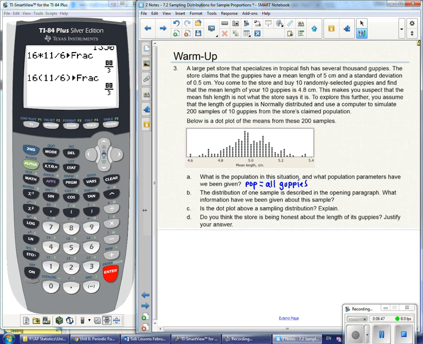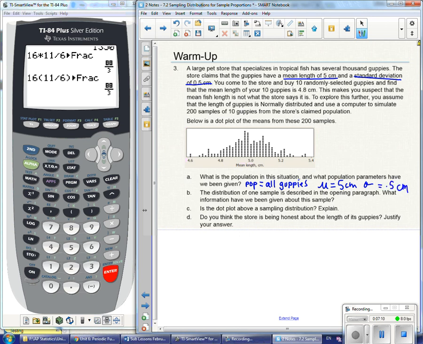And then the parameters that were given, if we assume that they're true, is that the mean length is 5 centimeters and the standard deviation is 0.5. So we're given this 5 centimeters and then sigma. And notice that I'm using the Greek letter for sigma to represent the population. If it was from the sample, I'd be using S.